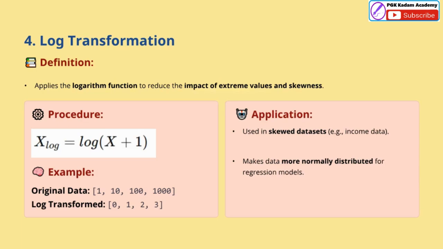The original data shows values ranging from 1 to 1,000, which is a very wide range. After log transformation, the values are much more compressed, ranging from 0 to 3. This log transformed data will be much more well-behaved and easier to work with in our analysis.